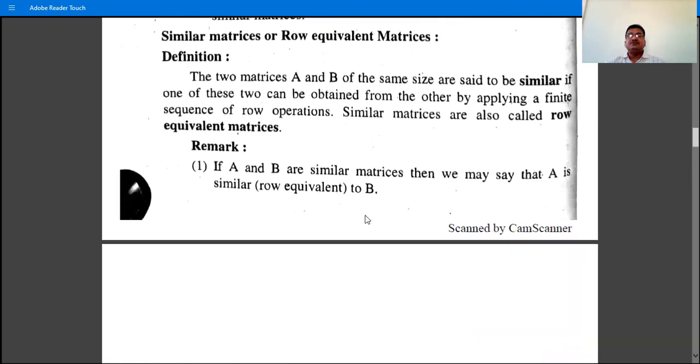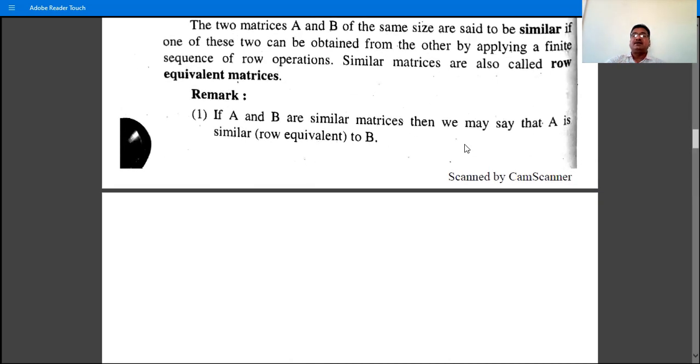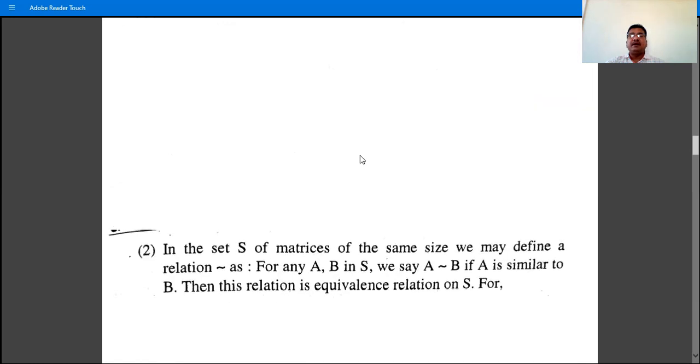Now, similar matrices. We say two matrices are similar if one of them is obtained from the other by using a finite number of elementary row operations. If we obtain B from A by using finitely many elementary row operations on A, then A and B are called similar matrices, or are also called row equivalent matrices.